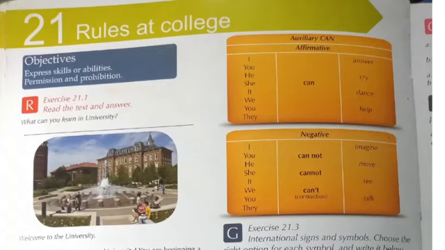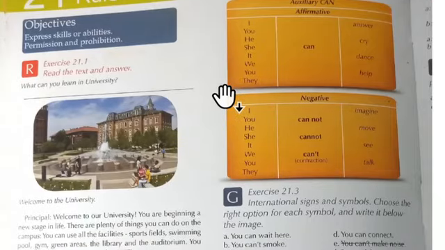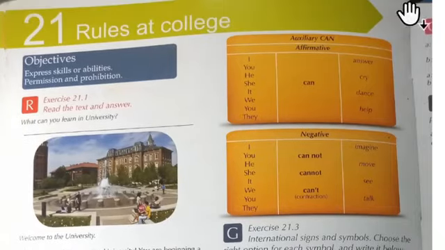Today I want to explain how you answer the exercises from your book. It's Unit 21, called Rules at College. Objectives: express skills or abilities, permission and prohibition. We have to start with exercise 21.3, but before starting, we're going to check the grammar chart. We're going to check can or can't.